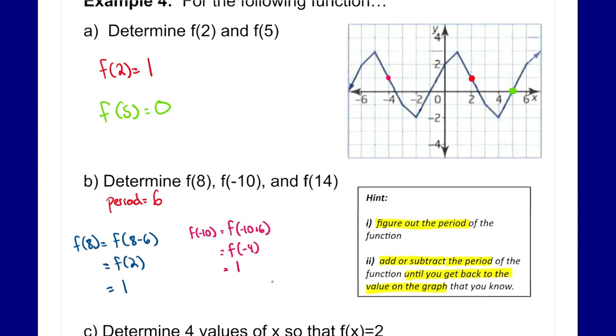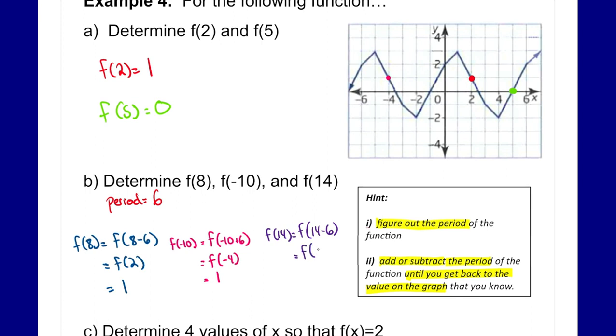And then lastly, f at 14. So f at 14 is going to equal f at 14 minus 6. So I've got to move to the left, right? I've got to move a period to the left to get closer to 7 and negative 7. So this is f at 8. However, this one's okay. I don't need to go further because I already found out what f at 8 is, which was 1. So the function at all 3 of these x values is going to equal 1.